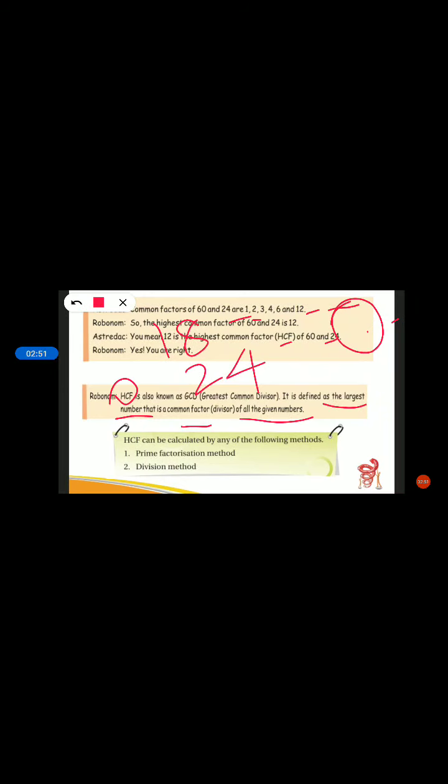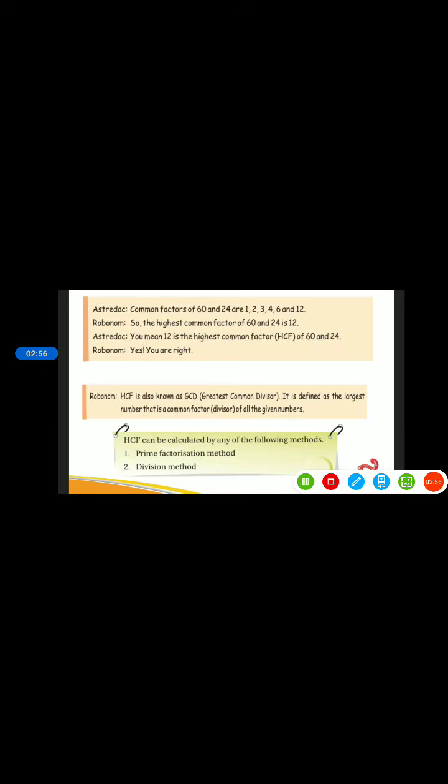Understood students? That's all. Now we will see in HCF we are having two methods, that is prime factorization method and division method. Using these two methods you can find the HCF of the given numbers. If they ask what are the two methods, you need to write prime factorization method and division method. Today we will see the prime factorization method, how to find HCF using prime factorization method. Okay students, we will see the example.